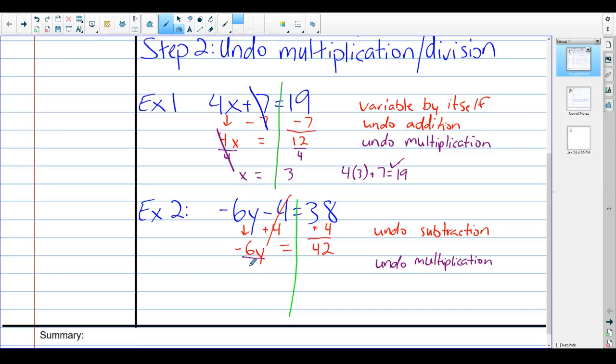So to get rid of multiplying by negative 6, we do the opposite of that. It's to divide by negative 6. I'm going to divide both sides by negative 6. These are going to cancel out, and we'll be left with y equals. Then 42 divided by 6 is 7. And a positive divided by a negative is negative. So y equals negative 7.